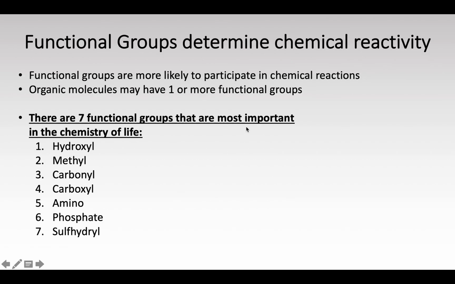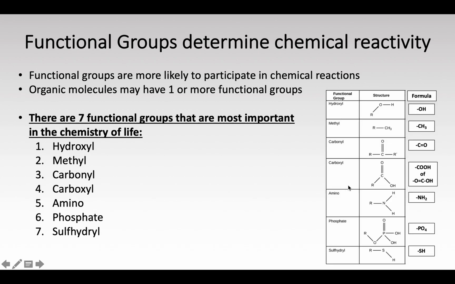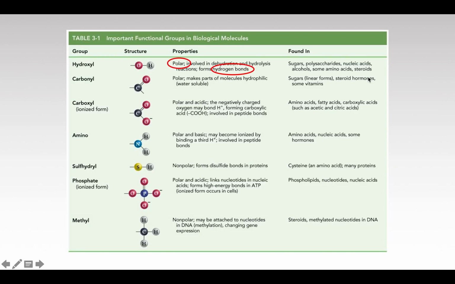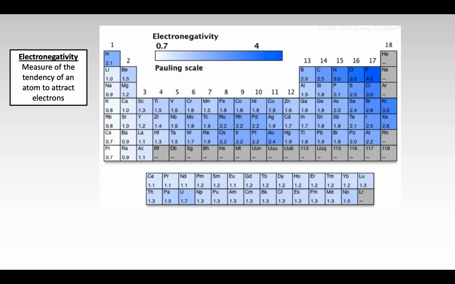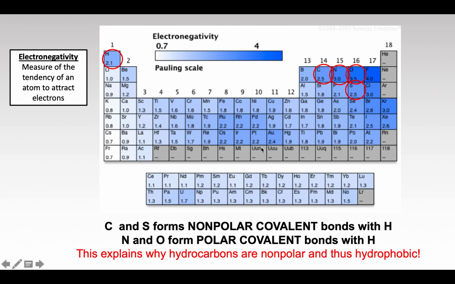Remember your functional groups, all right? So we have 7 of them: hydroxyl, methyl, carbonyl, carboxyl, amino, phosphate, and sulfhydryl. You should know these and be able to point them out on a diagram. You should also know whether they are polar, if they form hydrogen bonds, etc. Right? The two kind of weird ones are these two in terms of their polarity. Methyl is nonpolar, as is sulfhydryl. The rest are polar molecules, and that has to do with their electronegativities.